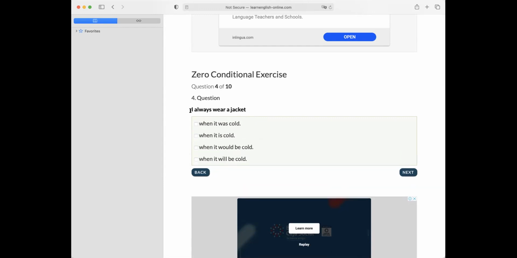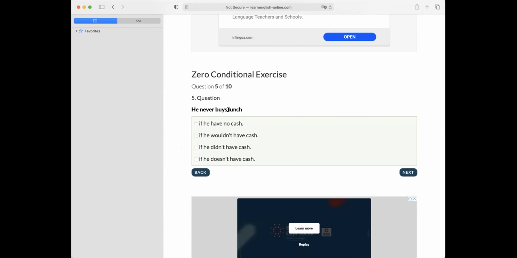Next one. I always wear a jacket. Yo siempre uso una chaqueta when it was cold. Sí, estuvo frío el clima. When it is cold, when it will be cold, cuando estuviera frío. When it will be cold, cuando esté frío. So remember, it is present simple tense with verb to be.